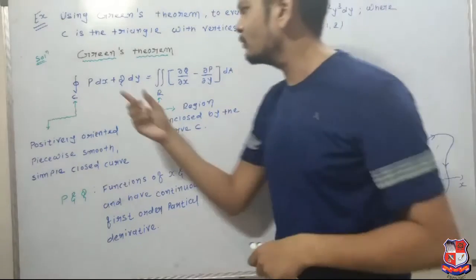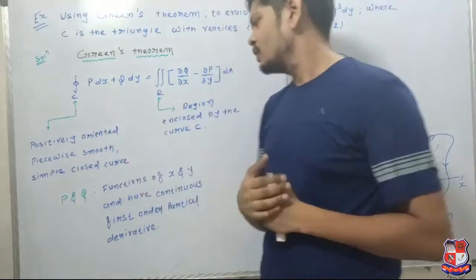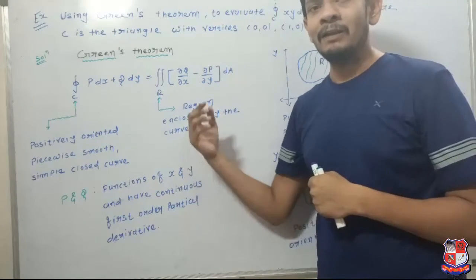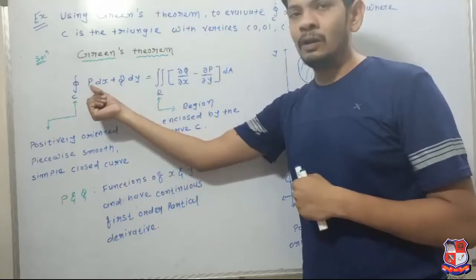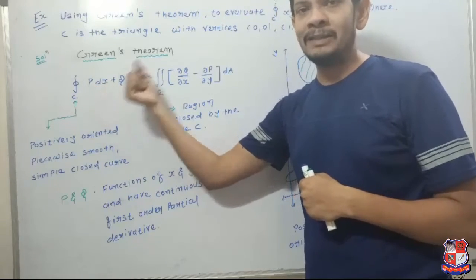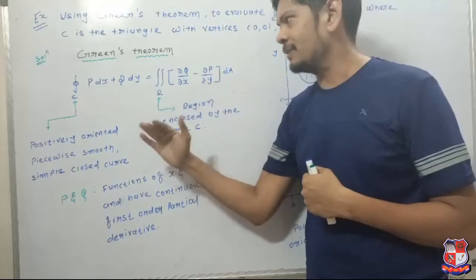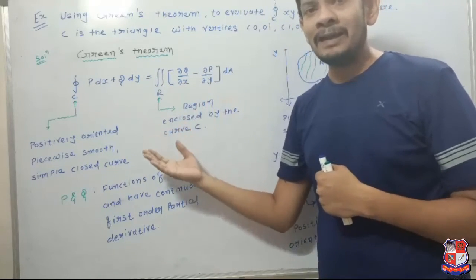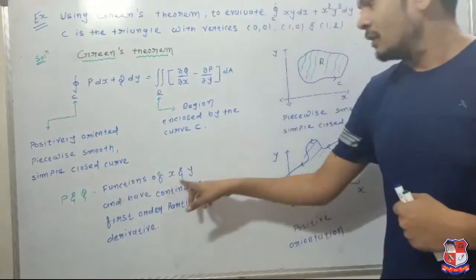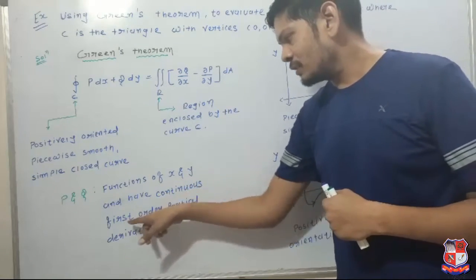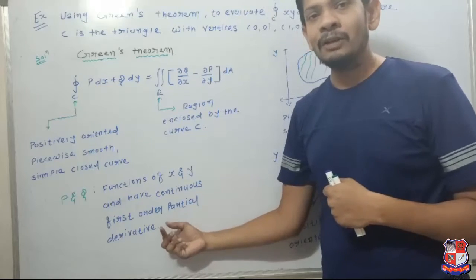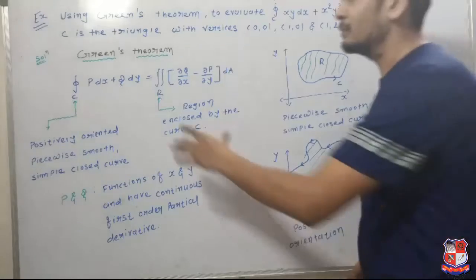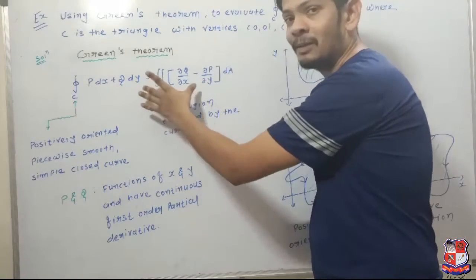Now the question is, what do we mean by P and Q? P and Q are functions of both variables x and y. That doesn't mean P includes only variable x and Q includes only variable y. P and Q both carry variable x as well as y, and have continuous first order partial derivatives. So the statement of Green's theorem is this.